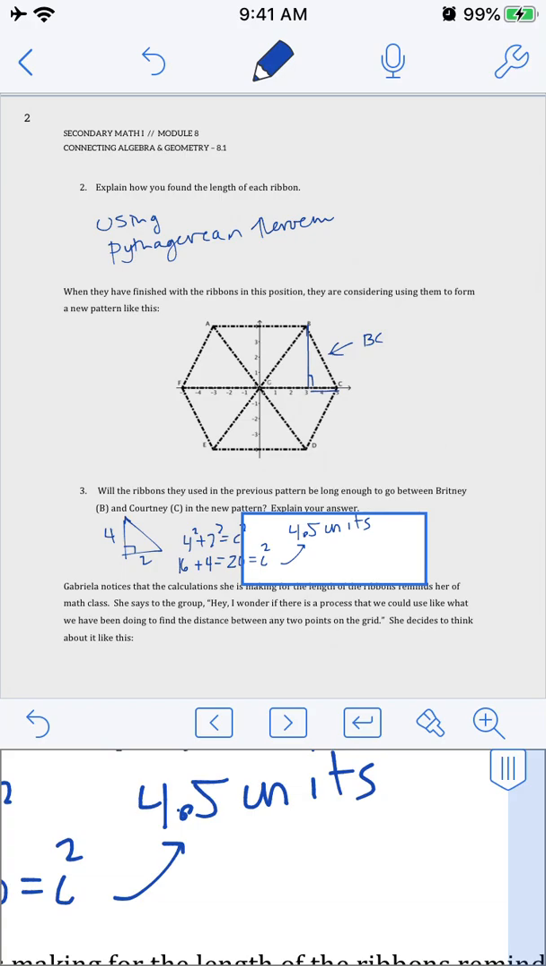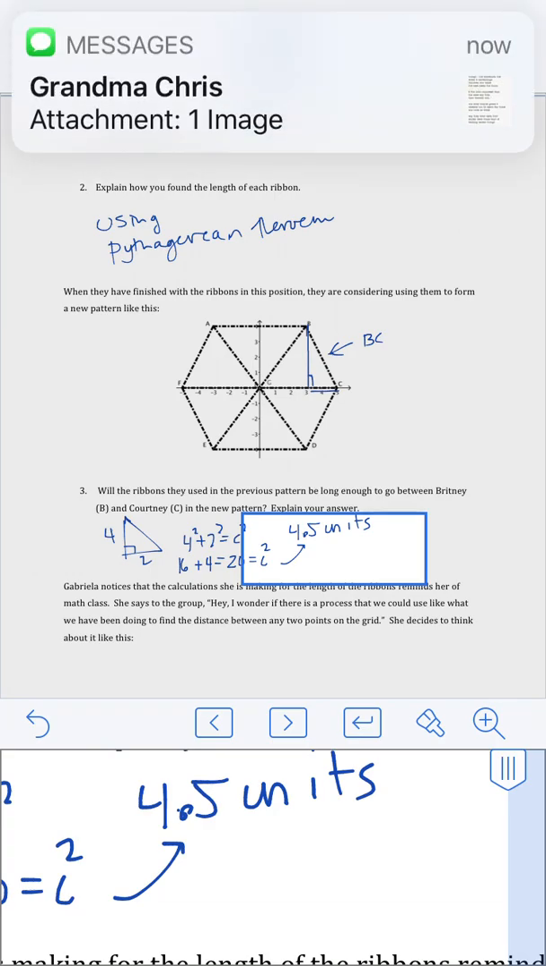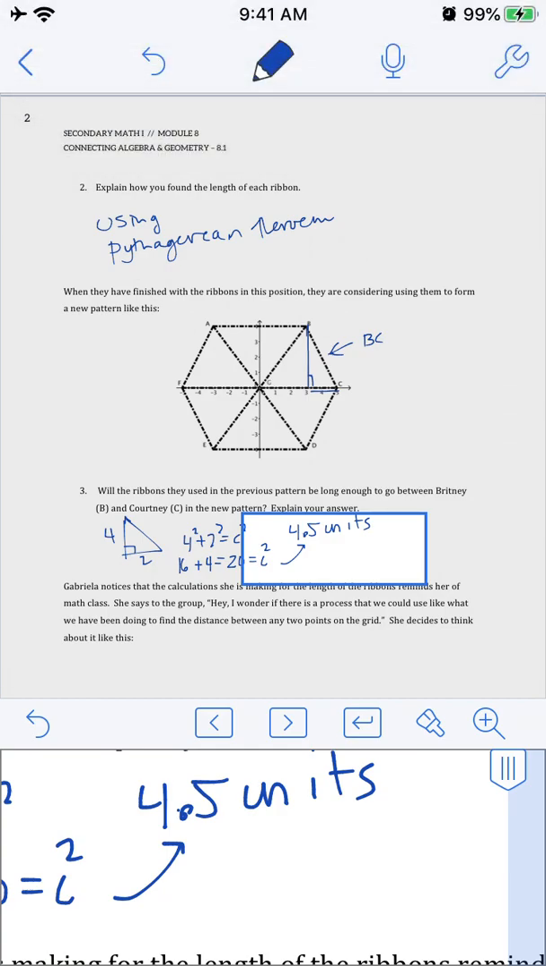Okay, so next scenario we got. Gabriella notices the calculation she is making for the length of the ribbons reminds her of math class. She says to the group, hey, I wonder if there's a process we could use, like what we've been doing, to find the distance between any 2 points on the grid. She decides to think about it like this. I'm going to start with 2 points and draw a line between them and represent the distance that I'm looking for. Since the 2 points could be anywhere, I'm going to name them A and B, also known as x1, y1, and x2, y2. When I figure the length of the ribbons, what can I do next? Okay, so what can she do next?